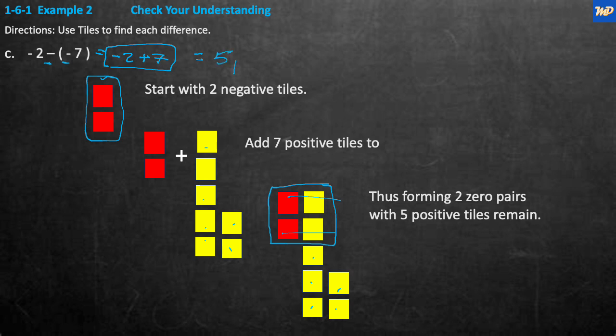5 positive tiles. Oh, I can't spell tiles apparently. Oops, come on, where's my ink? Here we go. T-I-L-E-S, tiles. Okay?